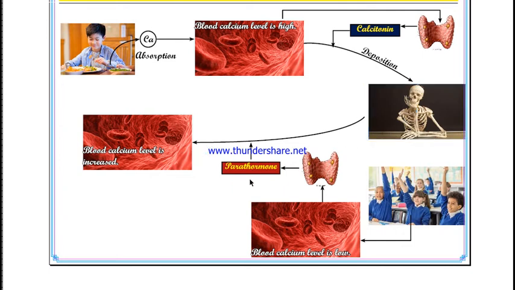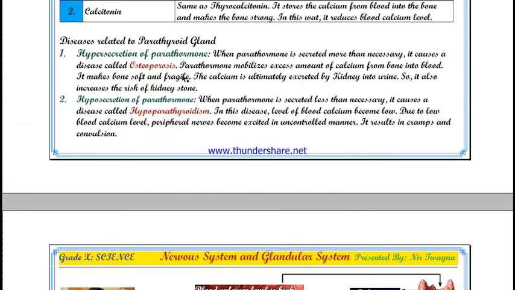And if excess amount of parathormone is released, then more calcium is leached out than necessary. More calcium is leached out from bone than it is necessary. In that case, what happens? Since calcium level drops, your bone becomes soft. Your bone becomes soft and weak. That condition is known as osteoporosis. Osteo means bone, porosis means softening.